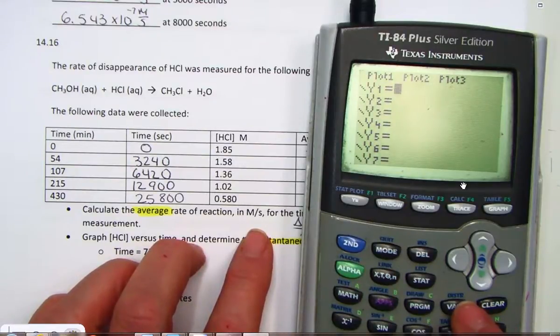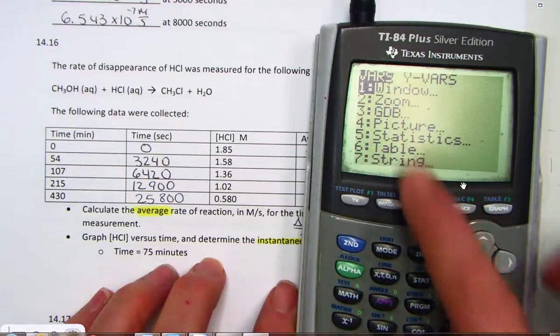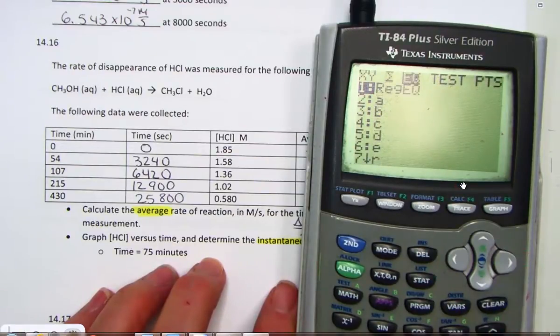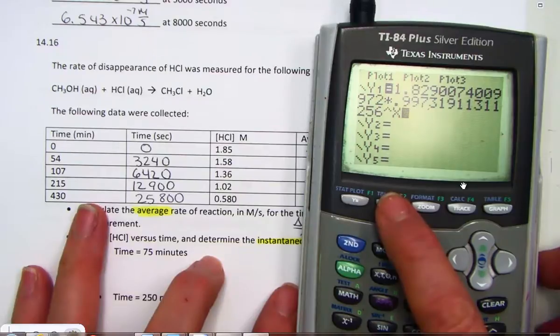Let's transfer it over, and here are those steps. VARS, step 5 down here, statistics, the equation, enter. And it carries that right over for you. Check your window.